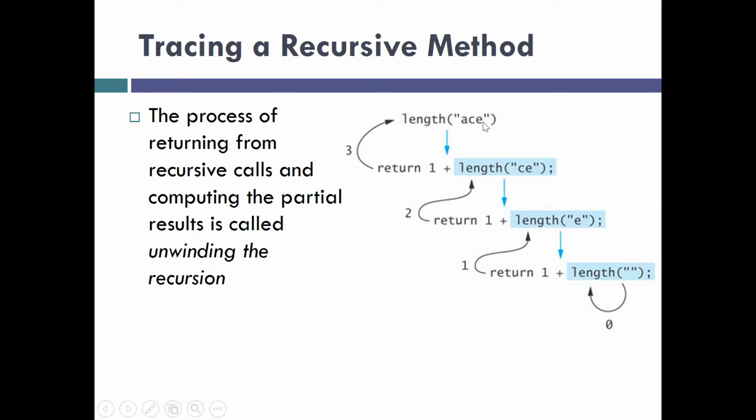So length of ACE is 1, right? This is the recursive length method. It is 1 plus the length of CE. And the length of CE is 1 plus the length of E, which is 1 plus the length of the empty string, which was the base case. So that returns 0. Now you can do 1 plus 0, which returns 1 for the length of E. Now we can return 1 plus 1, which is 2, so we've returned 2 for the length of CE, so we can do 1 plus 2 and return 3 for the length of ACE. That makes sense? So you can unwind the recursion by going down in a linear fashion, knocking off one thing at a time.